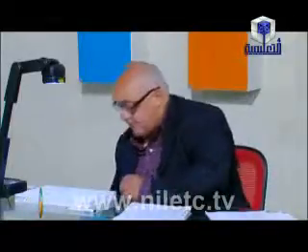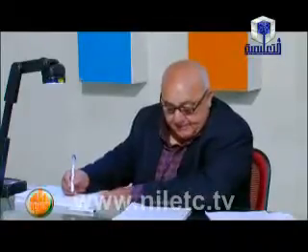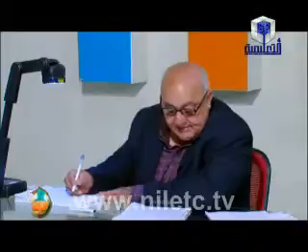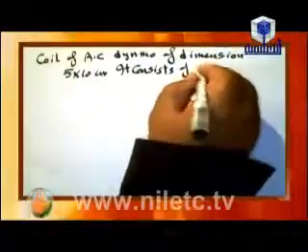Another question from Mustafa. This question is a problem. The coil of an AC dynamo is of dimension 5 times 10 centimeter. It consists of 420 turns.